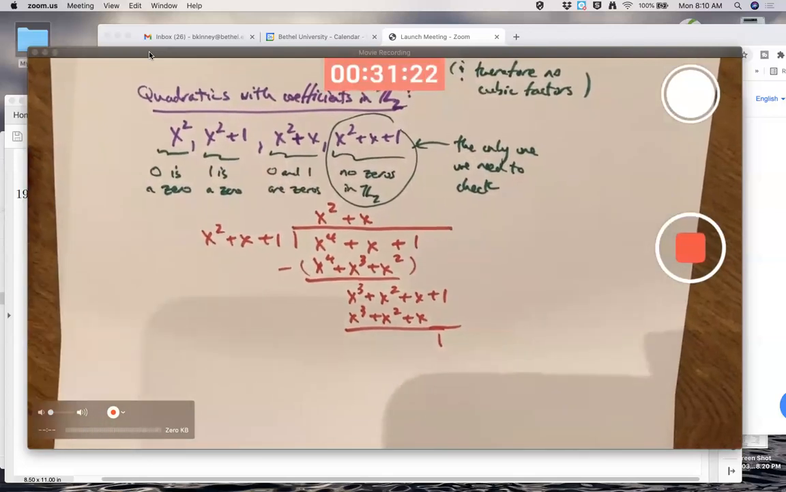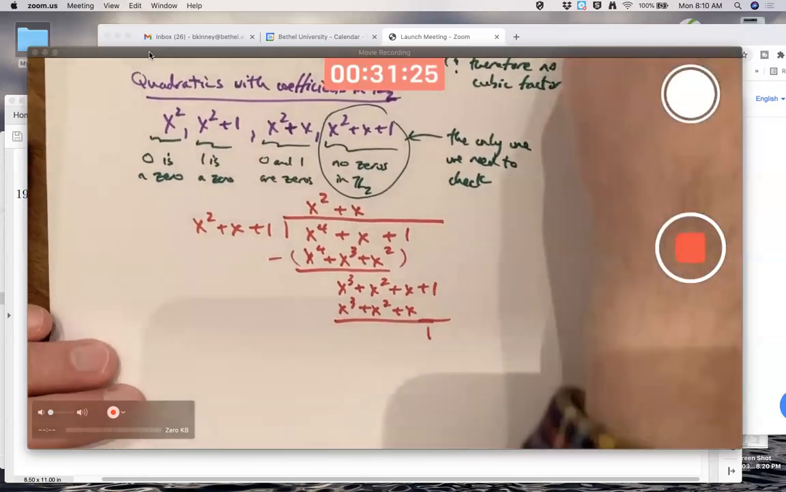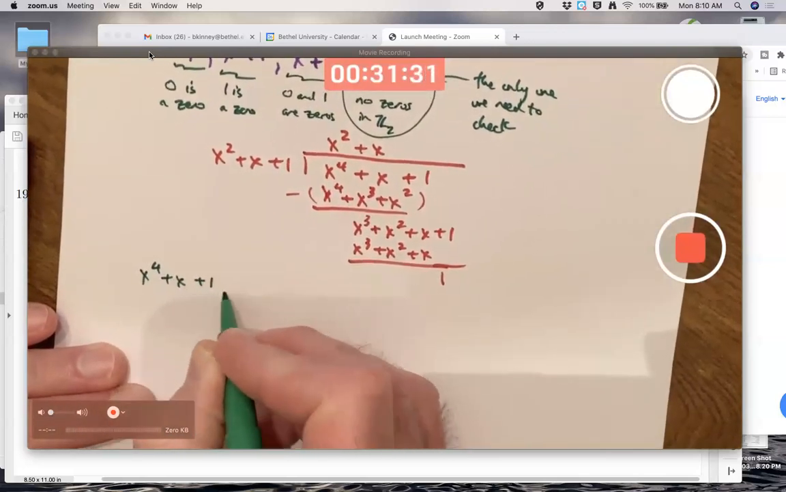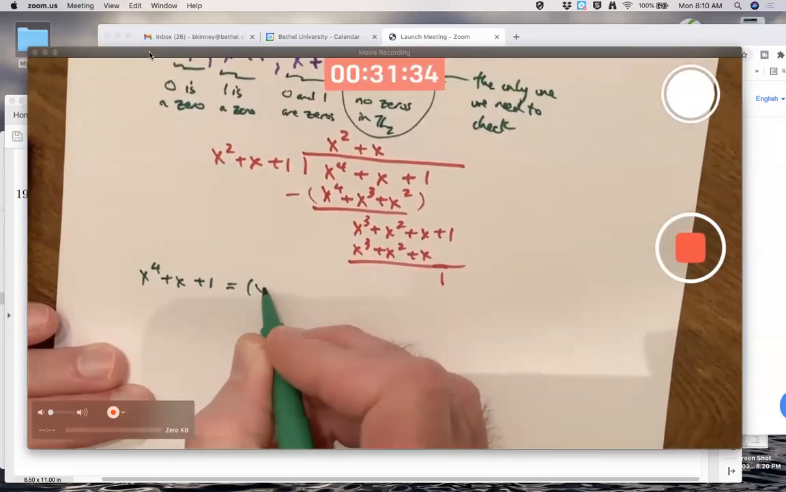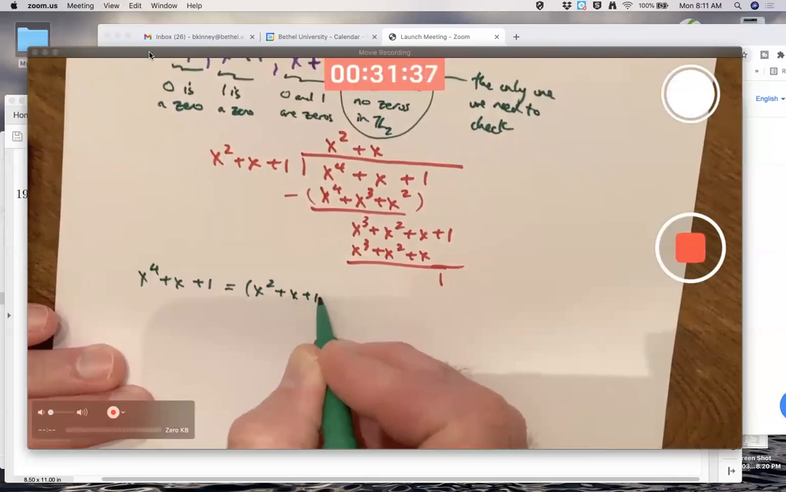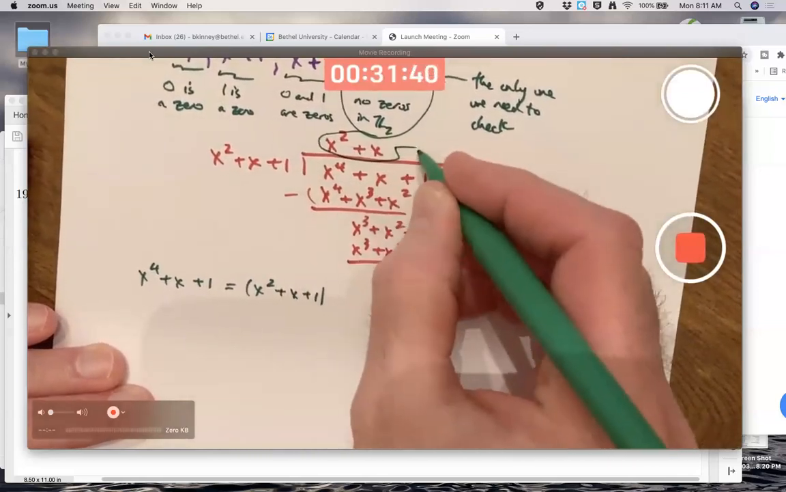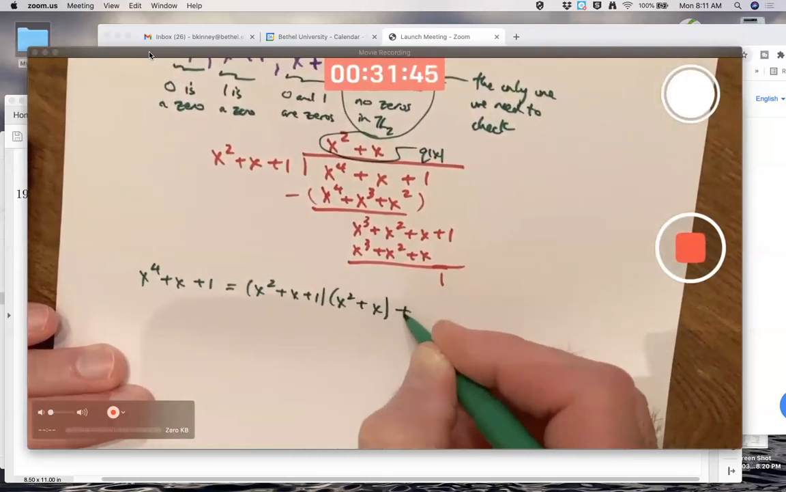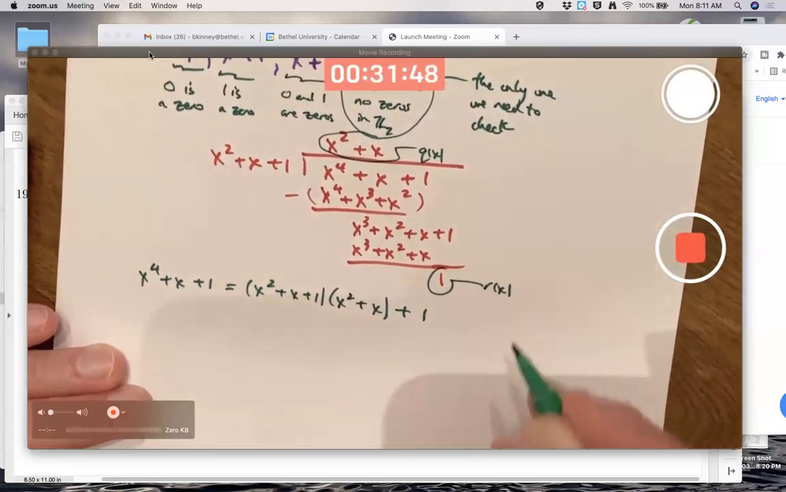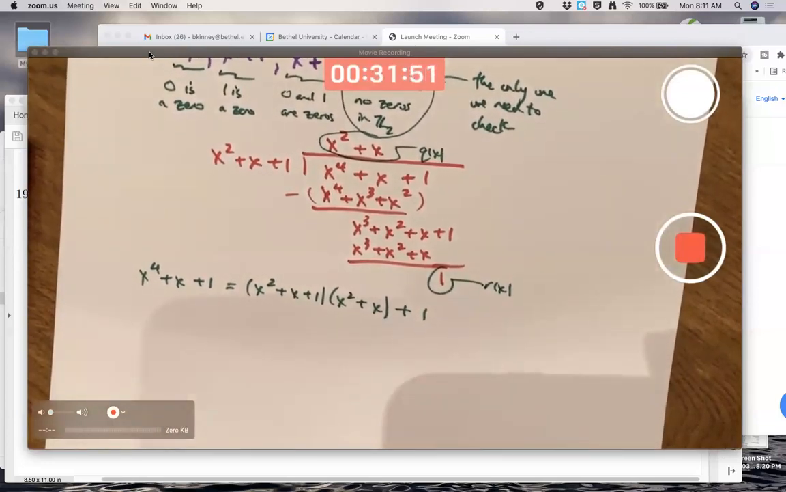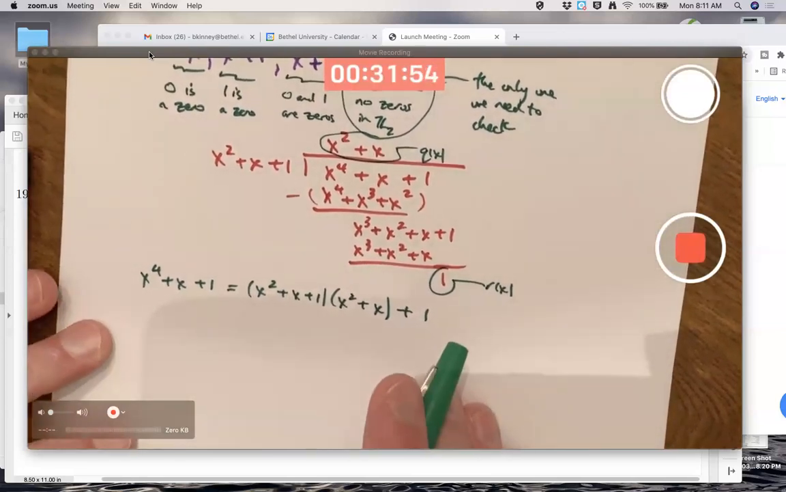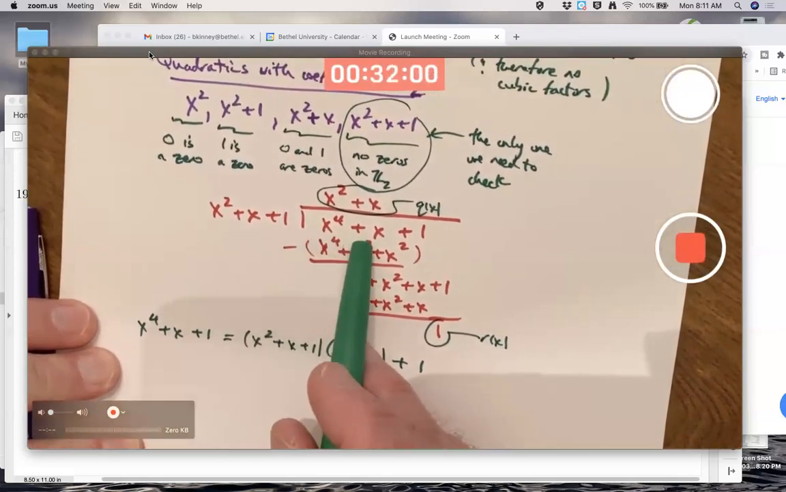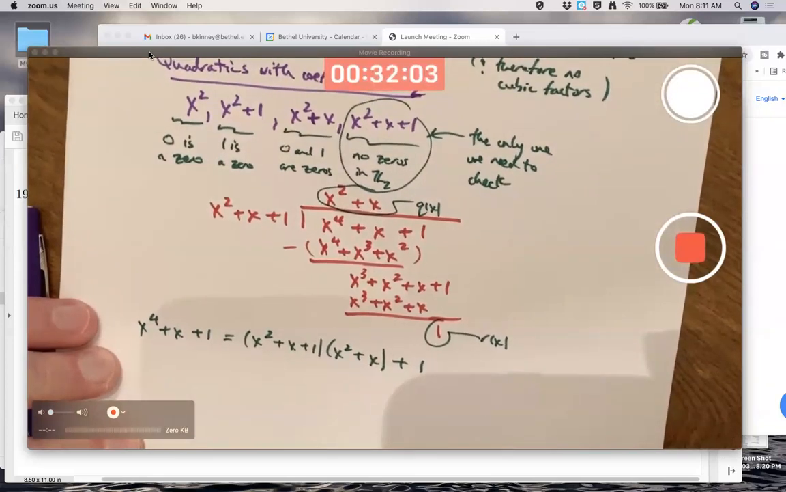What does this say? Thinking in terms of the division algorithm, this says I can write x to the fourth plus x plus 1 as what I was dividing by, x squared plus x plus 1, times the quotient. There's the q of x, x squared plus x, plus the remainder 1. That's the r of x. And again, the r of x could have been linear here, but the important thing is that it's non-zero. The fact that it's non-zero implies that x squared plus x plus 1 is not a factor of x to the fourth plus x plus 1, because the remainder is unique, and it's a non-zero remainder here.